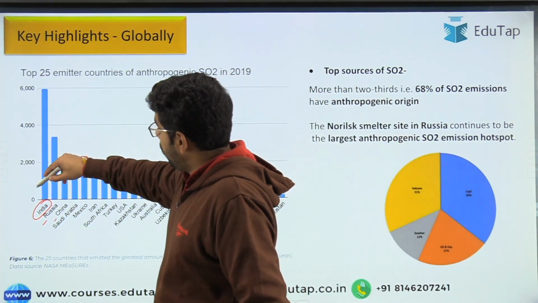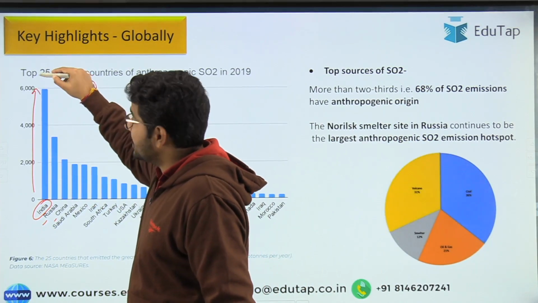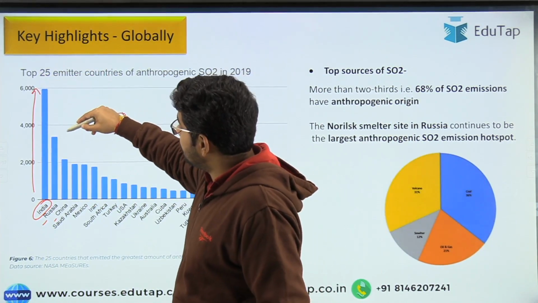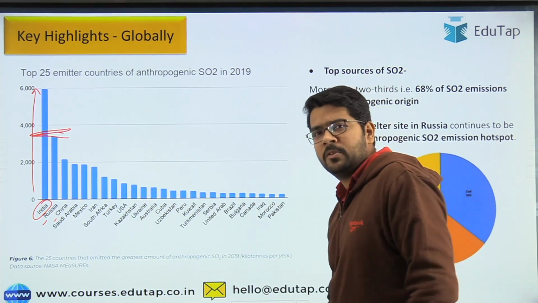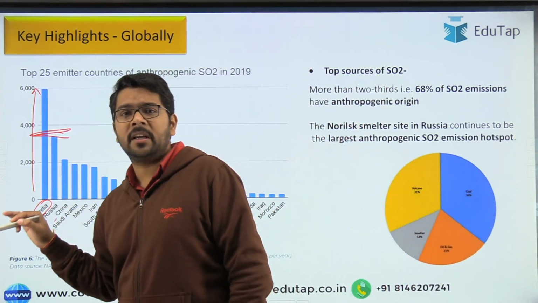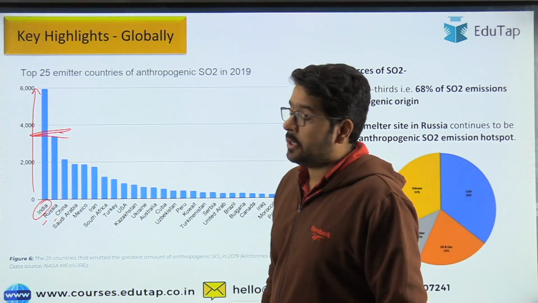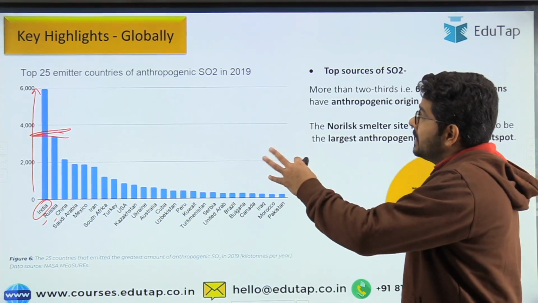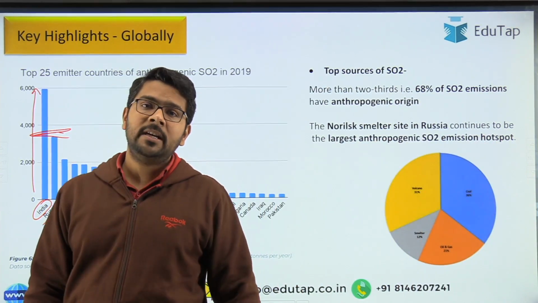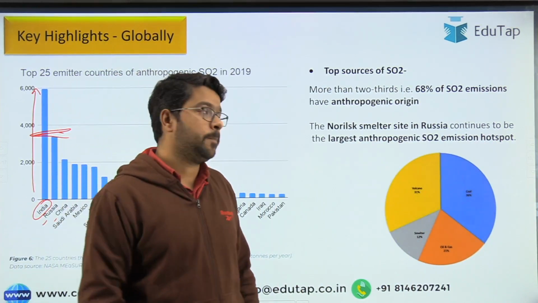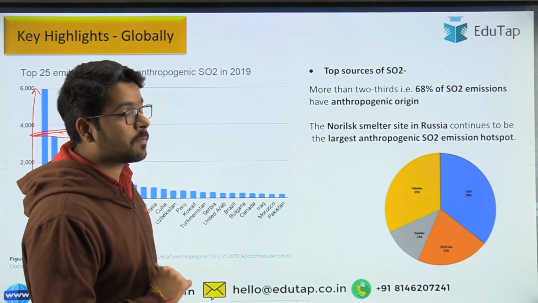So guys, you can see India is the largest contributor, and even the second highest is almost at the halfway mark. On rough approximation, we can say that Russia is at the halfway mark in comparison to India's emission. So this is about the global trend. Who is the highest emitter of sulfur dioxide? The answer is India. A question can be framed on this point.